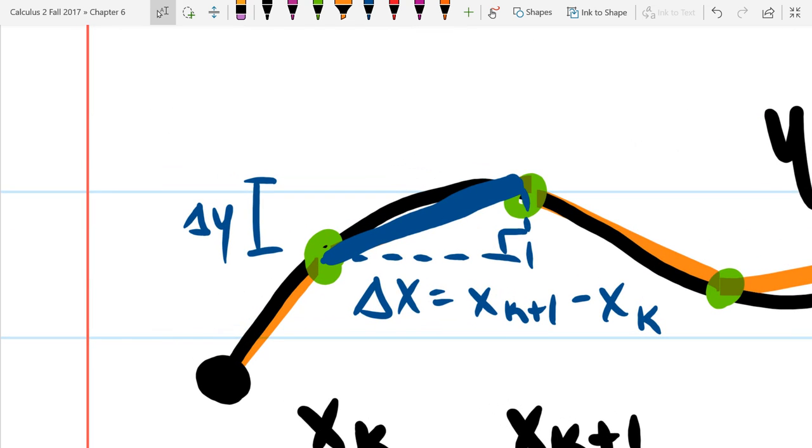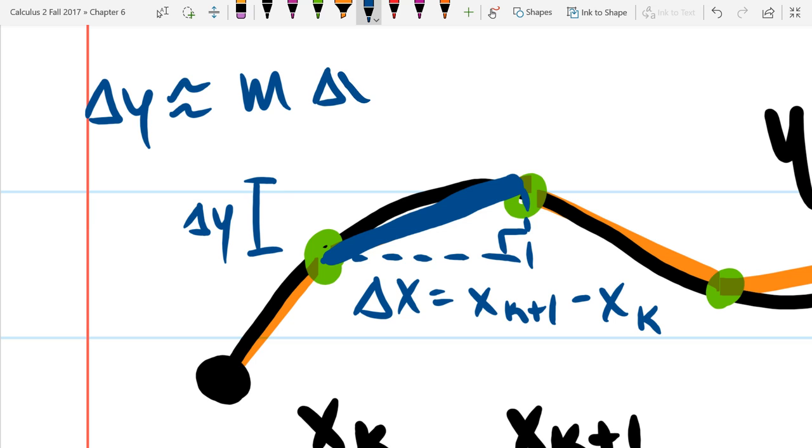So what we're going to do is use an estimate for delta y. It's going to be the slope times delta x. So for example, if the slope is 0, then I'm going to go up 0 units. If the slope is 1, then however far I go over, I'll go up the exact same amount. If the slope's 1/2, however far I go over, I'll go up 1/2. If the slope's 2, if I go over a certain amount, I'll go up twice as much. So this is how we're going to estimate delta y right here.